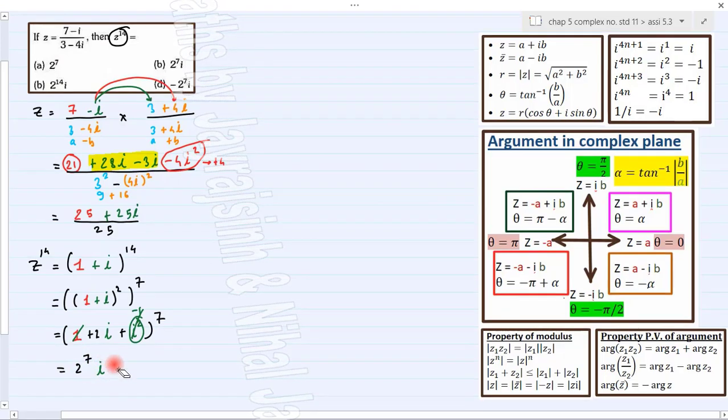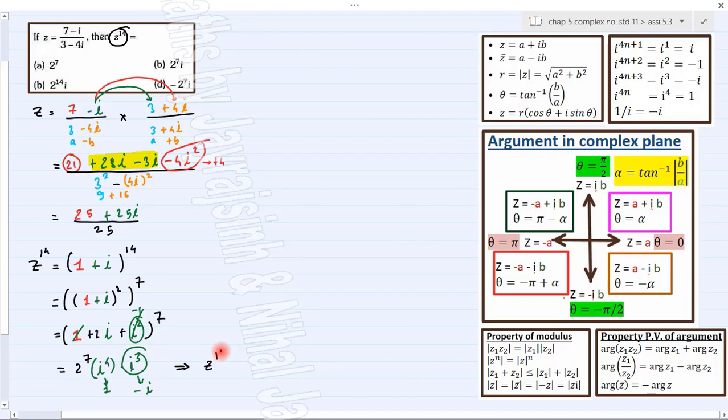Now i raised to 7 can be rewritten as i raised to 4 into i cube. And we know that i raised to 4 is simply 1 and i cube is minus i. So here you will get z raised to 14 is equal to 2 raised to 7 into minus i, or we can say minus 2 raised to 7 into i, which is given in option D. Ta-da!